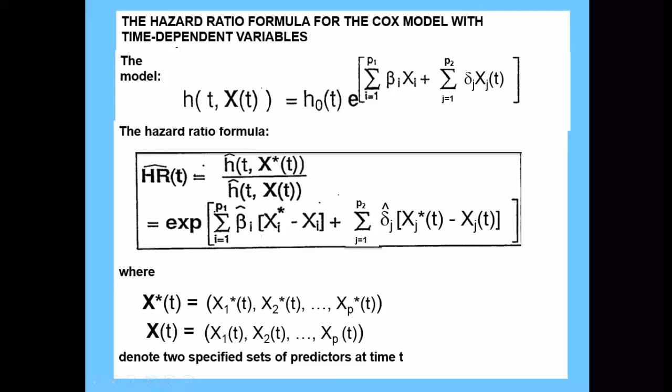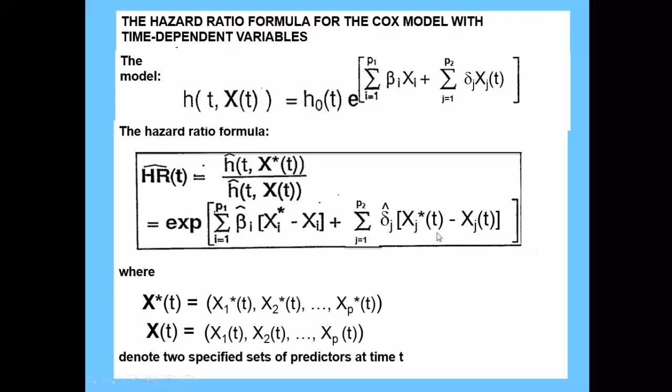That's the old formula for the hazard ratio for the Cox proportional hazards model. It's e to the beta times the difference between corresponding x's for the time-independent variables. That's what it is if there were no time-dependent variables. But if there are time-dependent variables, then the formula is a little more complicated because it involves this component, and this component.